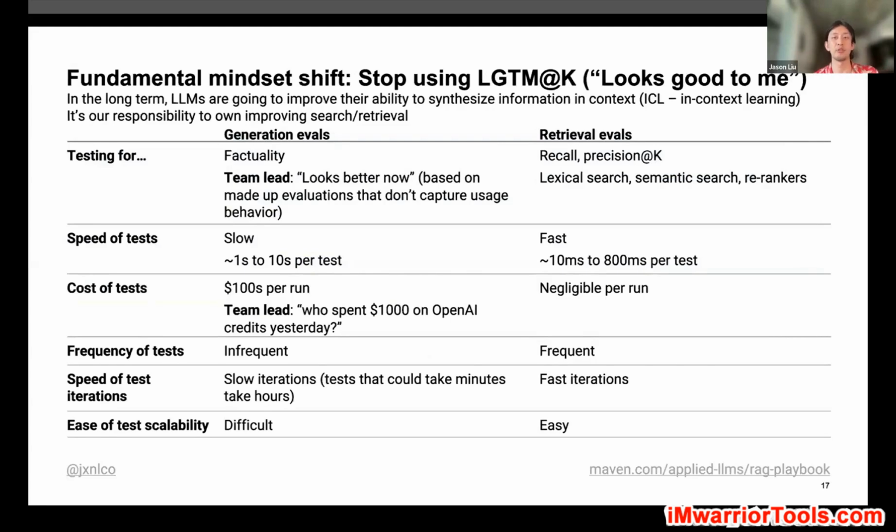If you look at retrieval and evaluation metrics, you find that precision and recall let you test things like whether or not you want to use lexical search, what forms of lexical search, whether or not semantic search is going to be worth it, and whether or not a re-ranker is going to be worth it. Whereas if you focus too early on things like factuality or LLM-based generation, tests are going to be very, very slow. Each test might take 10, 20 seconds to run versus 10 to 800 milliseconds per retrieval test.